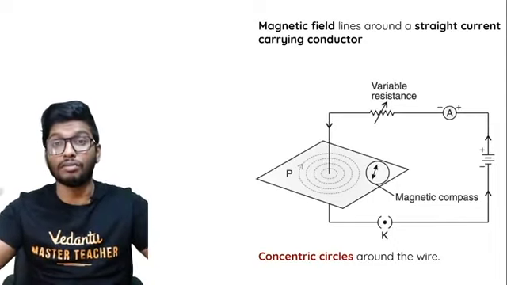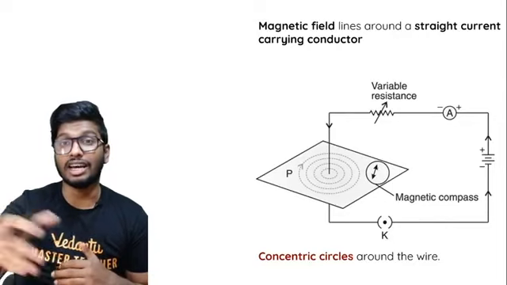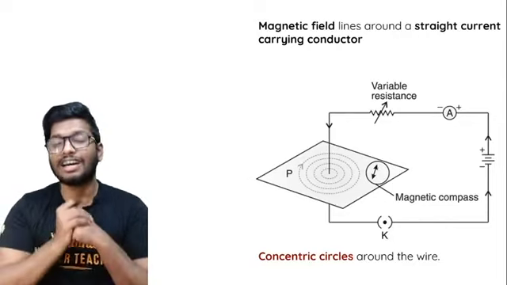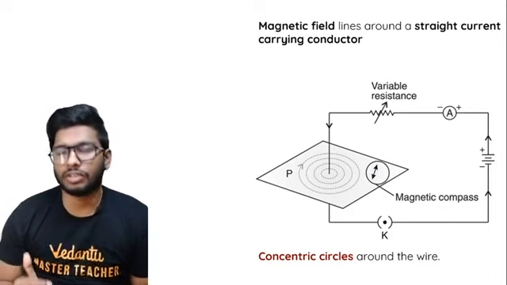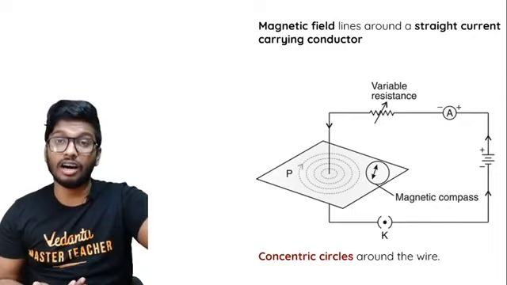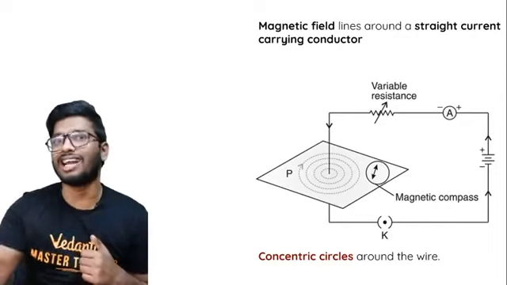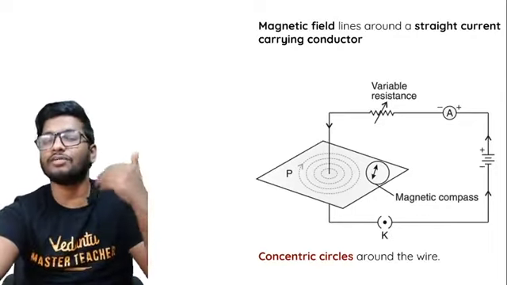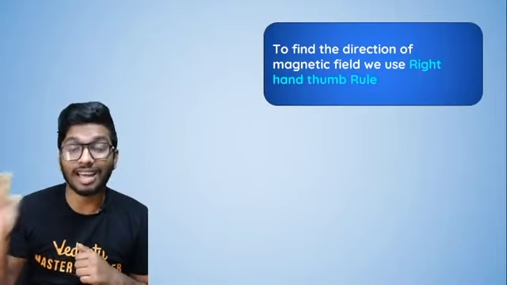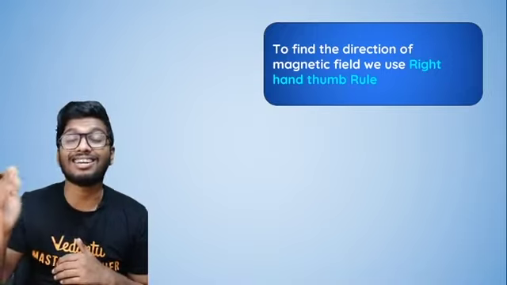Again, depending on the strength of the magnetic field, you can see that the magnetic field lines will be produced accordingly. Now, if I want to find out the direction of the magnetic field, whether it is clockwise or anti-clockwise, there is actually a way to do it. And it's as simple as using your right hand. That rule, my friends, is called the right hand thumb rule.